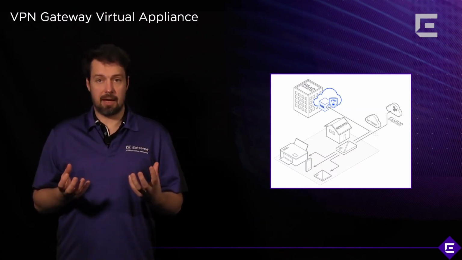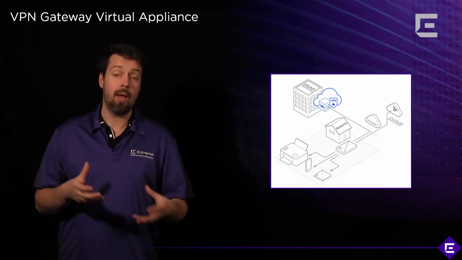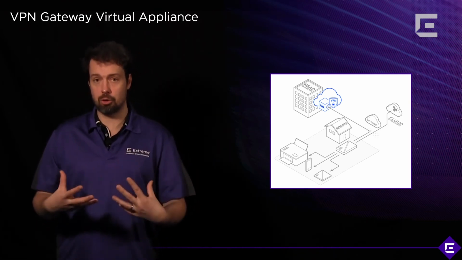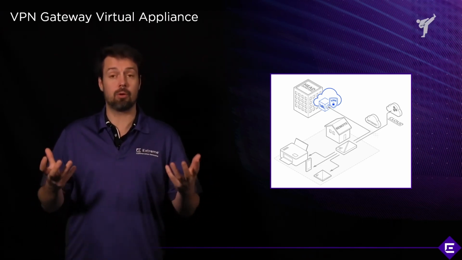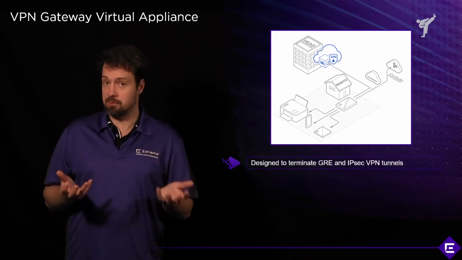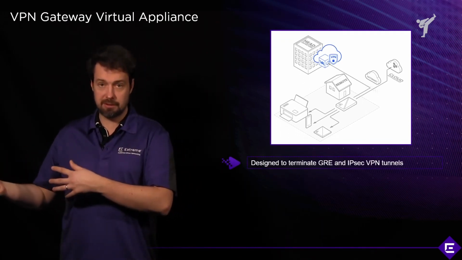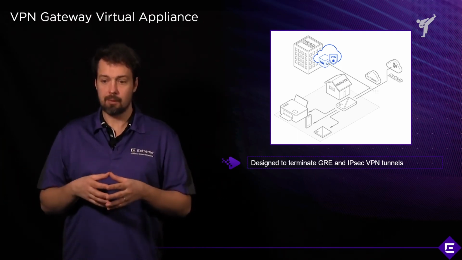Next is the VGVA. So when you're deploying full stack, you decide whether you want to terminate your VPN tunnels on the XR600P or you want to terminate it on a virtual VPN gateway or a VPN Gateway Virtual Appliance, or in short, VGVA. The VGVA is designed to terminate two types of tunnels, either GRE in a local scenario or in a remote scenario, IPsec VPN.